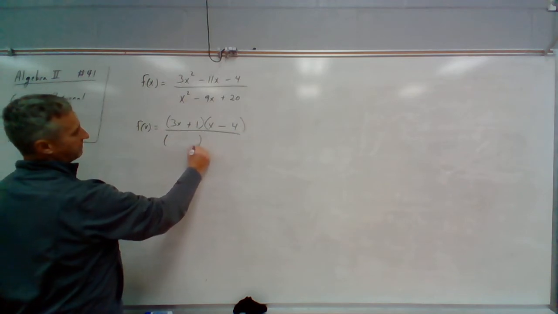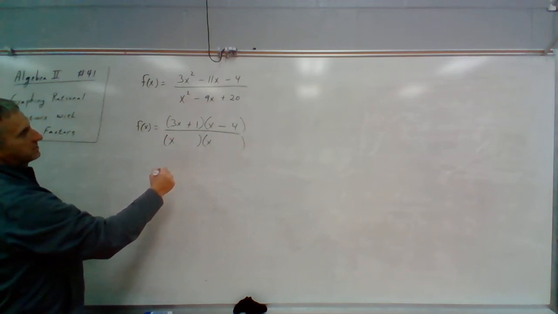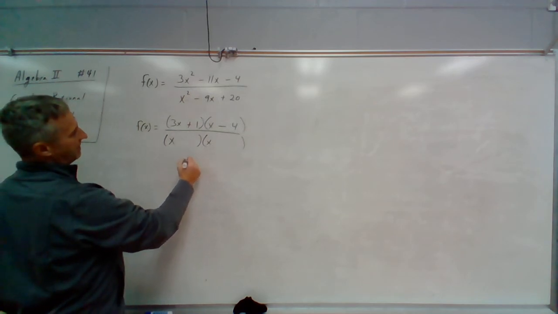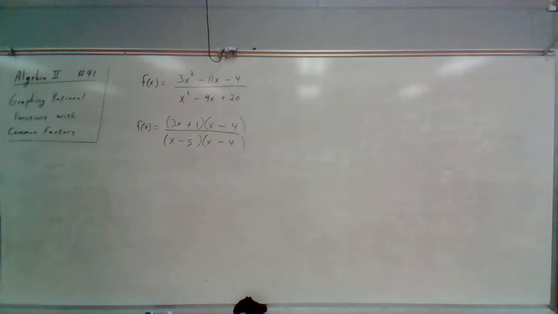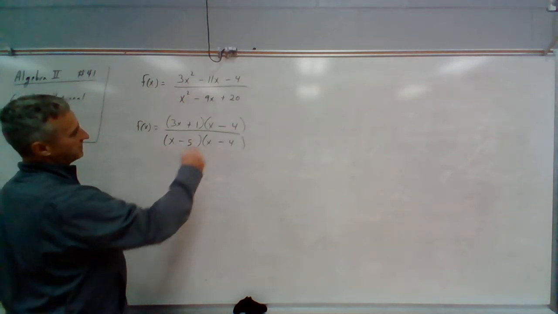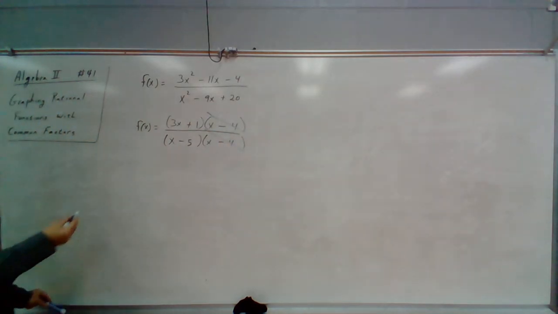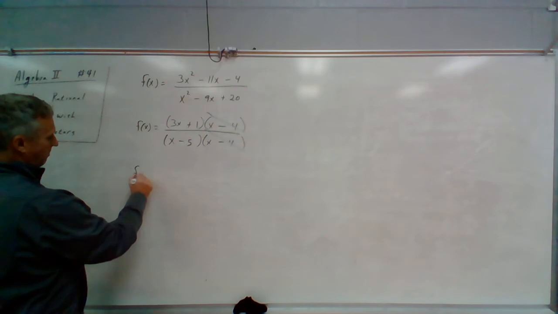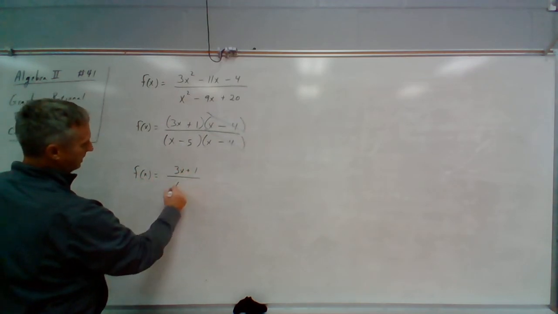And then on the bottom, x and x, 5, minus 5 and minus 4. Looks like it'll work. Minus 4x, minus 5x. That works. Notice then we have a common factor. So we can cross out those two. And get 3x plus 1 over x minus 5.